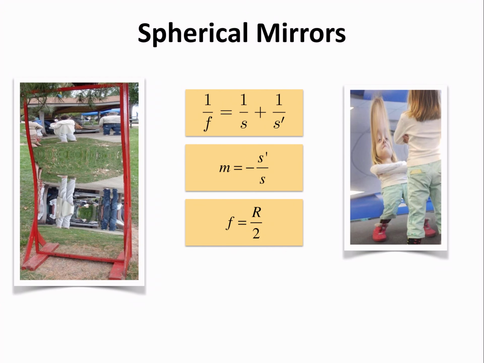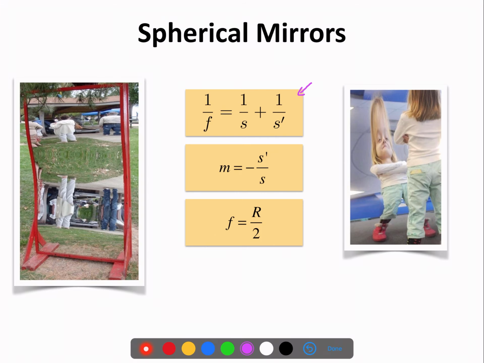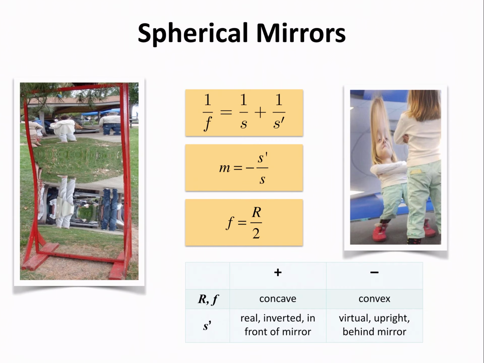So spherical mirrors follow the same thin lens equation, and the same magnification equation. The only thing to really remember is the focal length now is the radius divided by 2, because instead of having these two surfaces like a lens, where we have to use the lens maker's equation, we just have one surface. We have these rules for where we get positive and where we get negative.